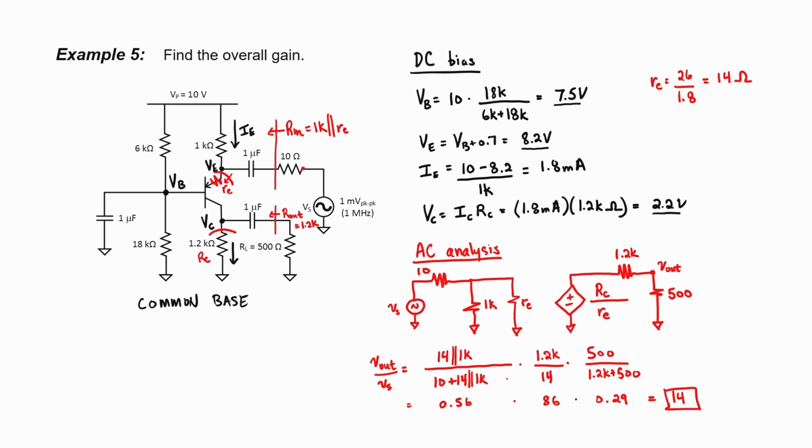One thing about the common base configuration overall is that it is sensitive to temperature because of this dependence on R sub E. So it's something to keep in mind when you're designing circuits. Of course, all of the circuits that I've just worked out could have been implemented with NPN transistors, and that probably would have been better.